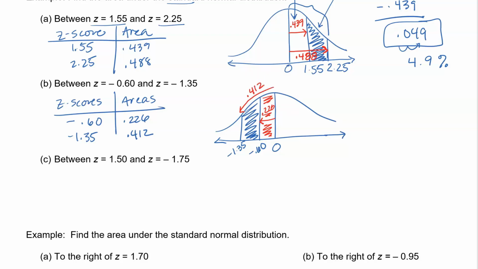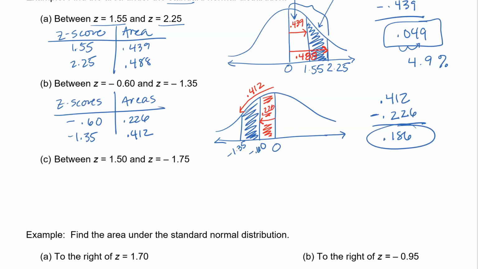Okay, and so now what I'm going to do is what I did in the last example. I'm going to need to subtract, since I wasn't given the area of what I want to find, which is this blue shaded region. So I'm going to take the whole thing, 0.412, and subtract what I don't want, 0.226, to get what I do want, and I end up getting 0.186, which is the area of that red shaded region.